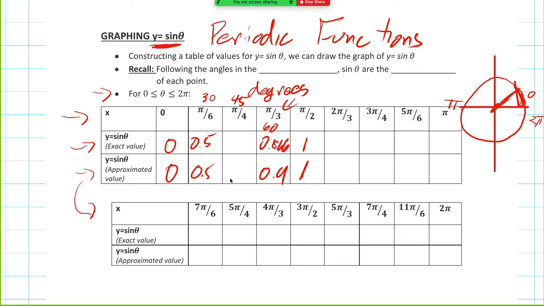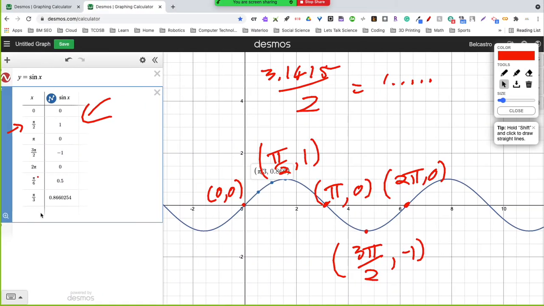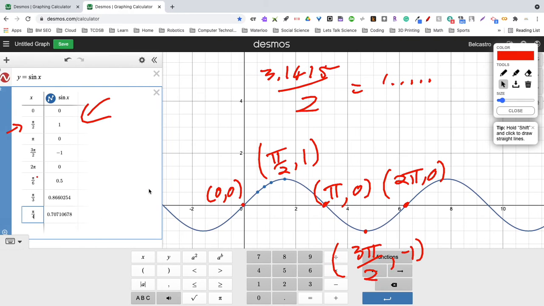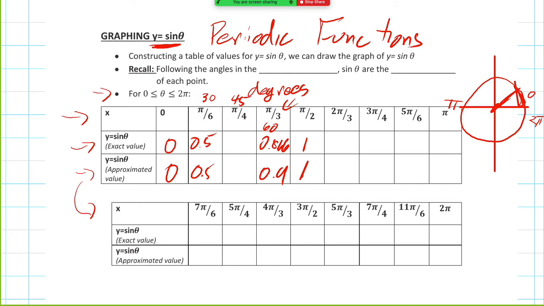And then the halfway mark, we'll also do that. Pi over 4. Okay, pi over 4 looks like it's about 0.75 or 0.7. 0.707 is the exact value. So we'll put that in. We say it's about 0.7.